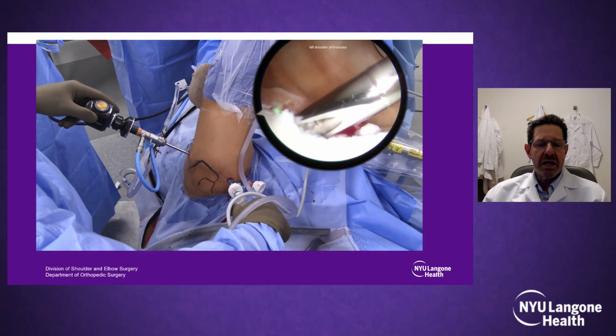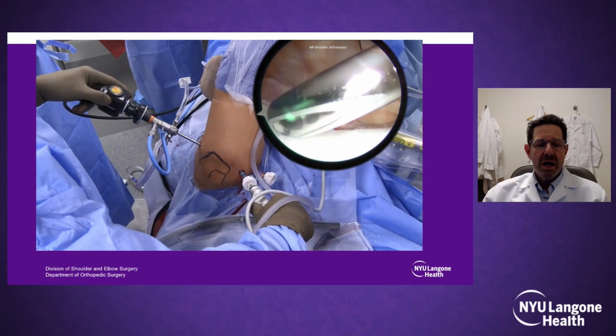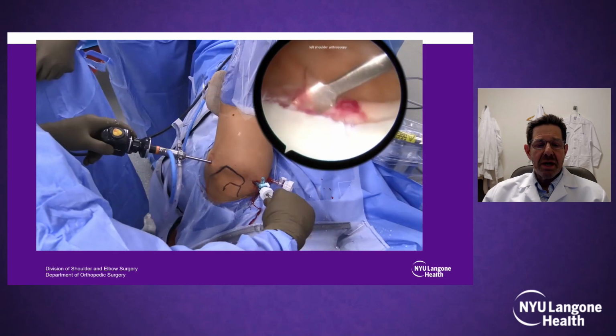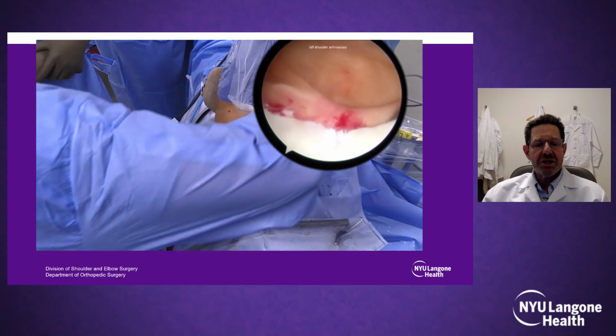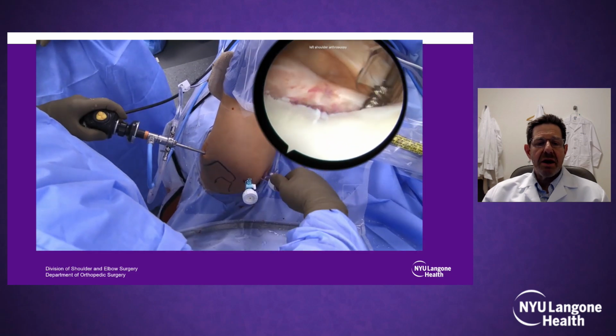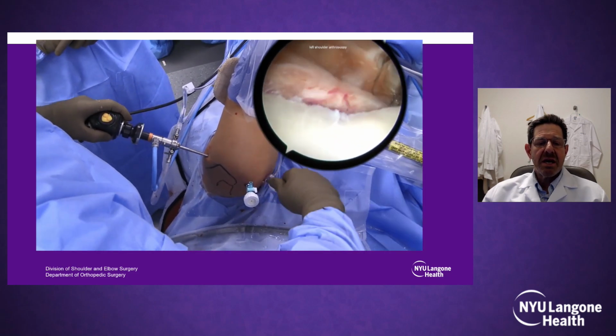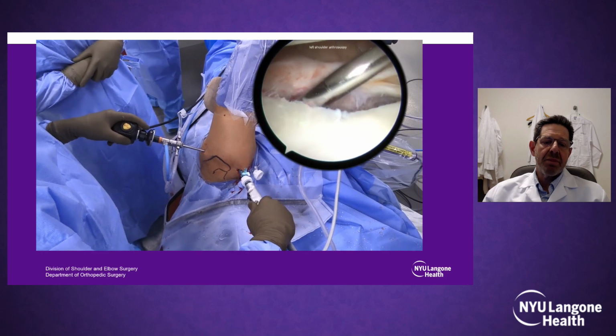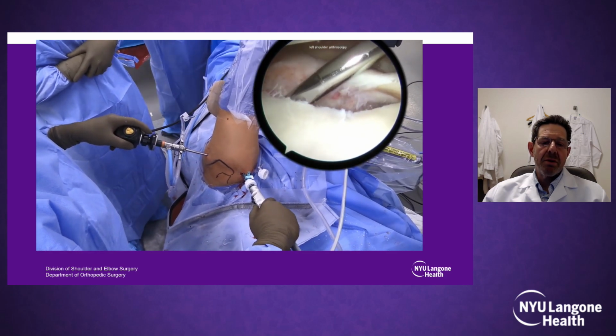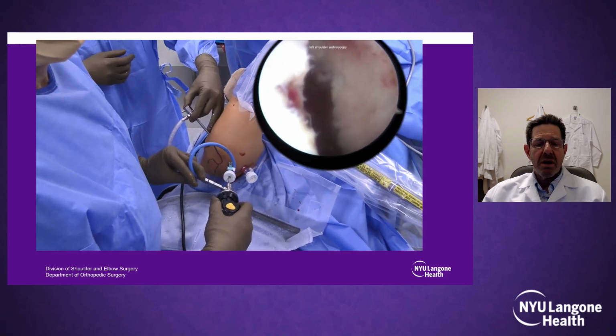We'll initially clean up some of the debris. There's a little bit of chondral fraying at the mid-glenoid notch, and you really want to use an elevator here to release the entire capsulolabral complex, and then prepare the bone using a shaver and a rasp.